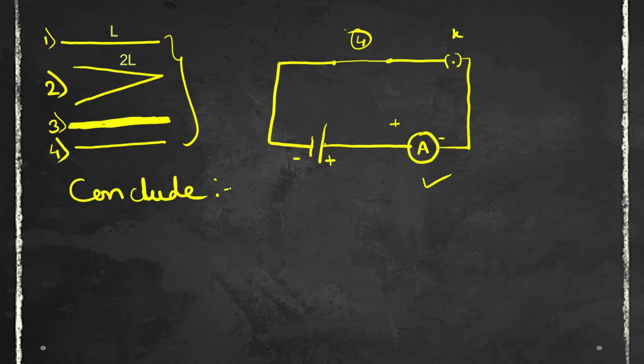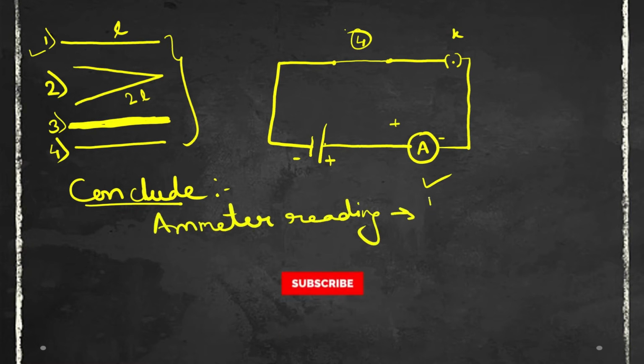So what do we conclude from this activity? We observe that the ammeter reading decreases to 1/2 when the length of the wire is doubled. First we had taken the first nichrome wire of length L. In the second case, we had taken the nichrome wire of length 2L. When we use this double length nichrome wire, we observe that the ammeter reading is reduced by 1/2.